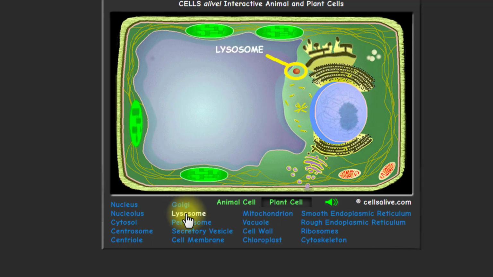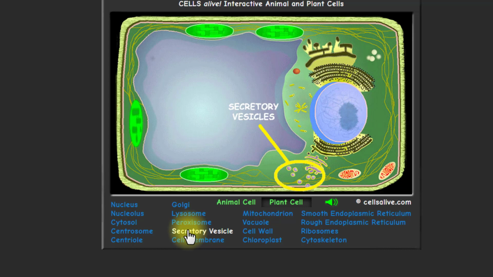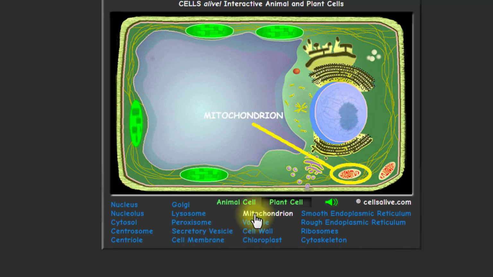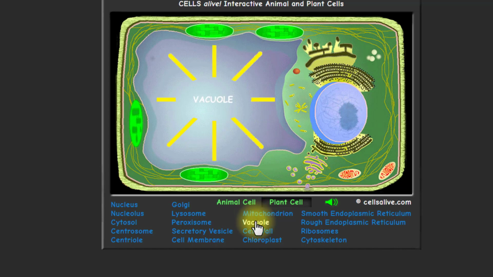We have a lysosome. We have some peroxisomes. Here are the secretory vesicles. Here is the cell membrane. These are the mitochondria. And in the plant cell, you'll notice that we have a very large cell vacuole. In the animal cell, this is much smaller.